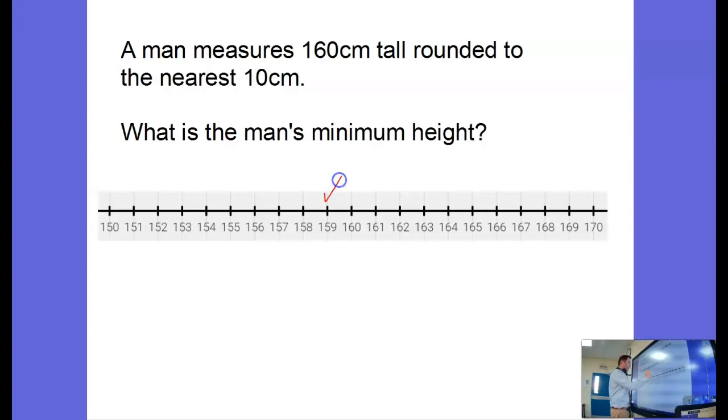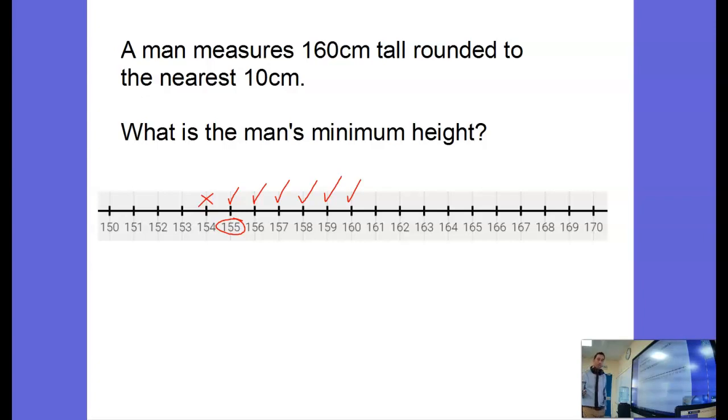159, that would round to 160. Obviously 160 would. 158, yeah, I'd round up to 160. 157, yes, I'd round up. 156, yes, I'd round up. 155 would round up to 160, to the nearest 10 centimetres. 154 would round to 150. So my minimum value that would round up to 160 to the nearest 10 centimetres is 155.